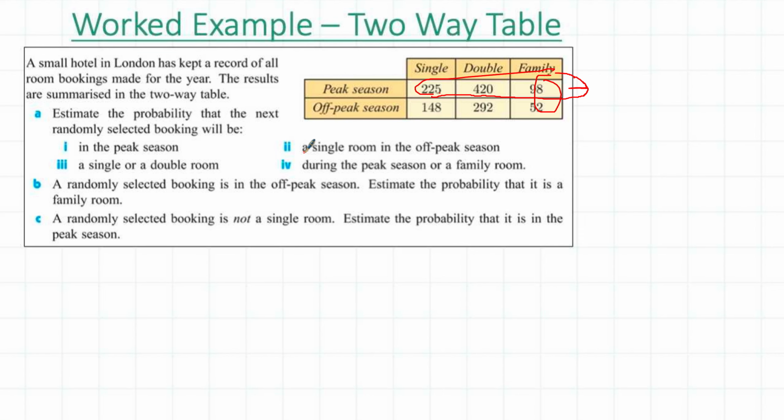If I'm looking for instead, in part II, a single room in off-peak season, then it's specifically those two conditions together. So single room in off-peak season will just be 148. So you just need to be careful about the wording of the question.